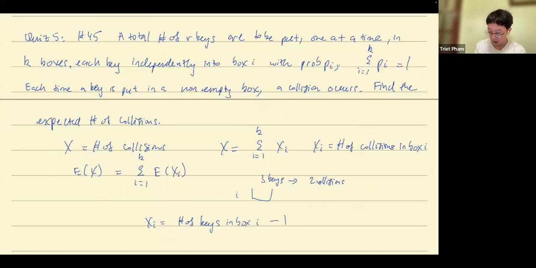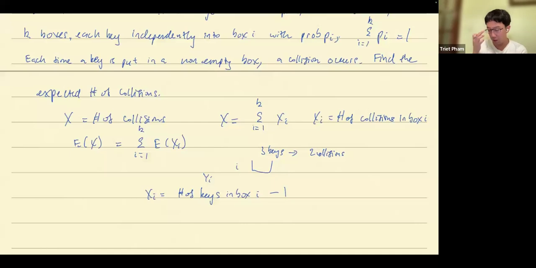In other words, you can make this into a random variable. Let's say a yi, right? Do you understand? So the number of keys dropped into each box will be a random variable. And depending on how many keys are in the box, subtract 1, you get the collisions. So you get the total number of collisions, except for one scenario, which is what?